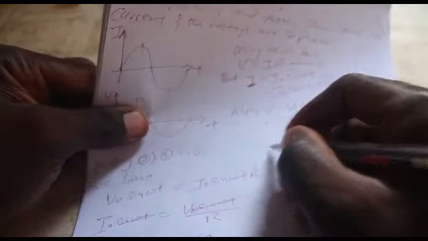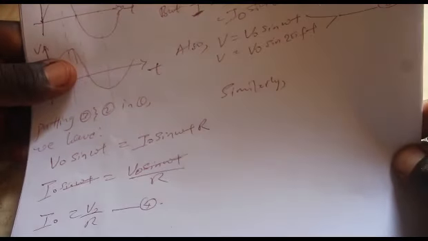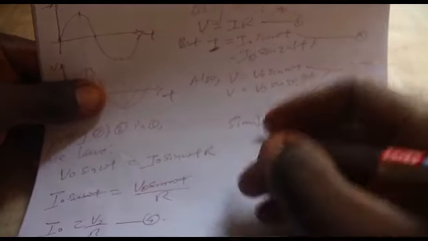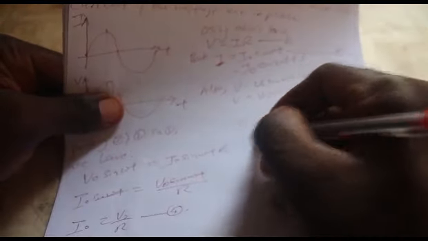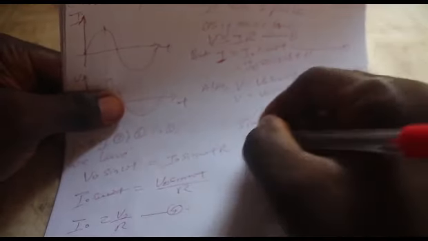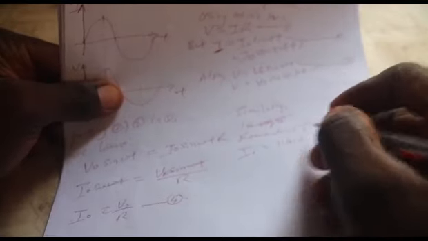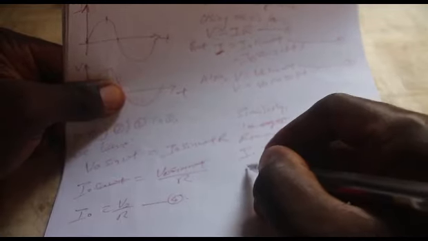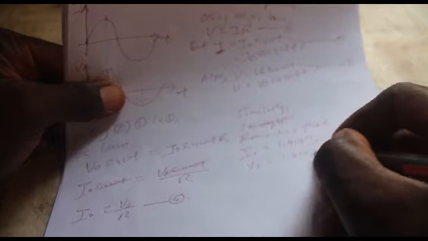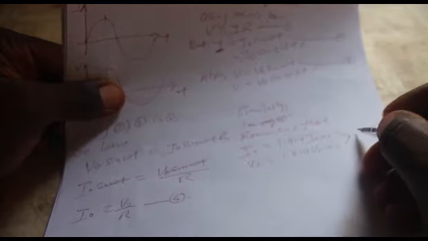Similarly, if we were to replace with the RMS value, remember that the peak current is equal to 1.414 I RMS, and V naught is equal to 1.414 V RMS. We call this equation 5.